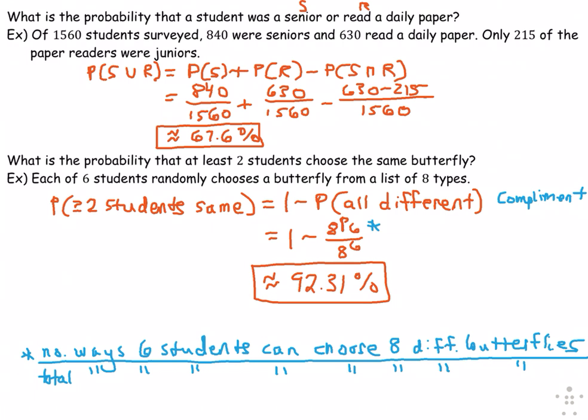Developing an intuition of when to use the complement is very important in solving probability problems. What you need to look out for is whenever you're asked to find a lot of different probabilities, think about the complement as a back door. So instead of individually calculating 2, 3, 4, all the way up through all 6 students choosing the same butterfly, we said I could reword this by saying that's the probability of all of them choosing differently. That would define the complement, so then I could subtract that probability from 1.